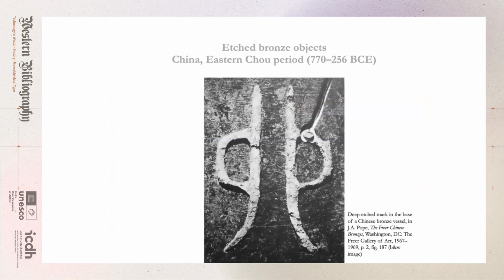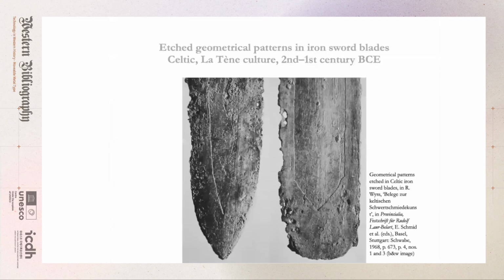This slide shows marks etched in the base of a Chinese bronze vessel from about the 3rd century BCE. Celtic smiths, active in Central Europe in the 2nd and 1st centuries BCE, understood the etching of geometrical patterns in iron sword blades and spearheads. The examples show that the edges of the blades had been covered with a resist and the insides were etched to create shallow reliefs.